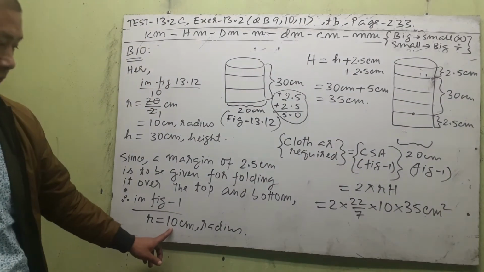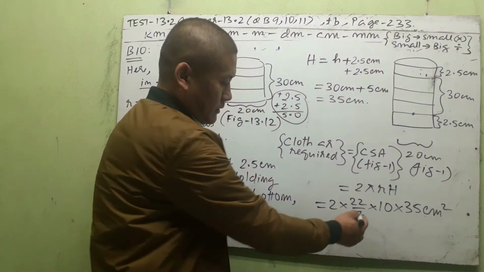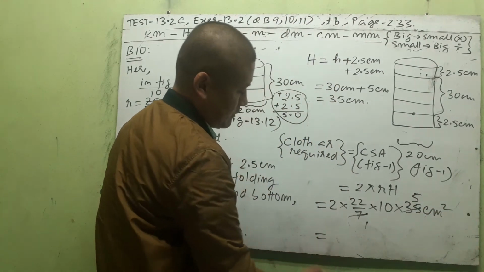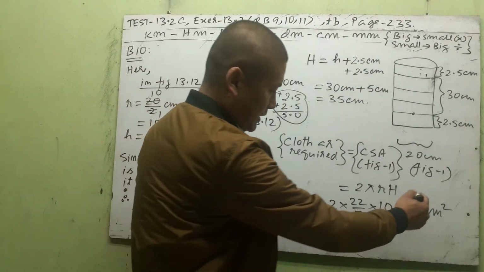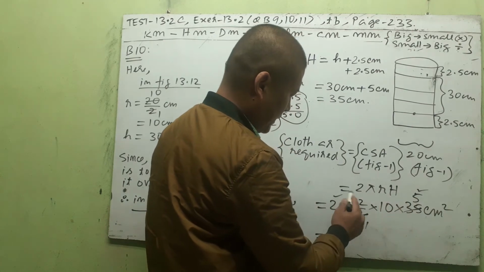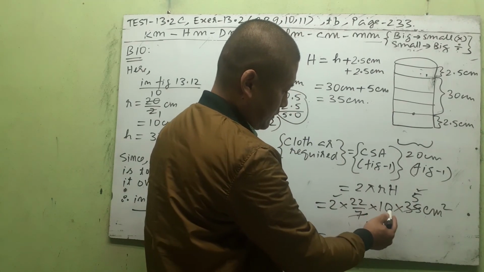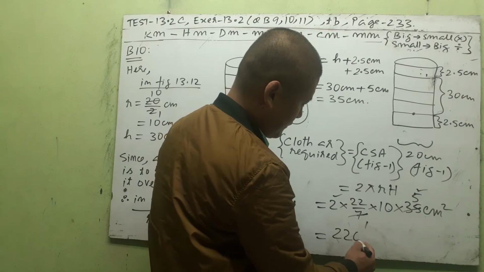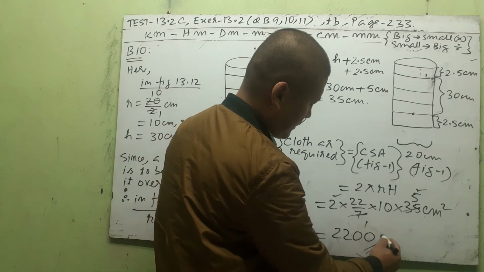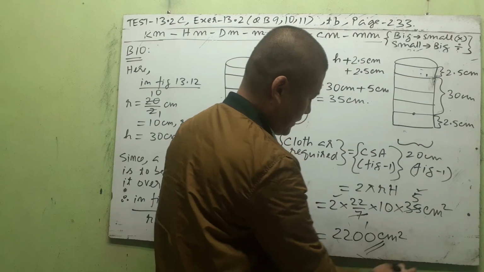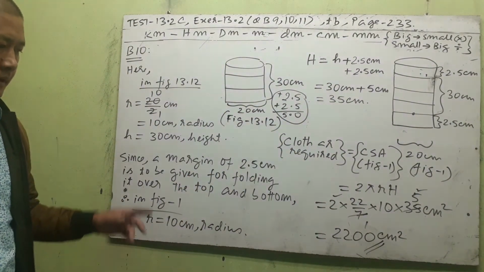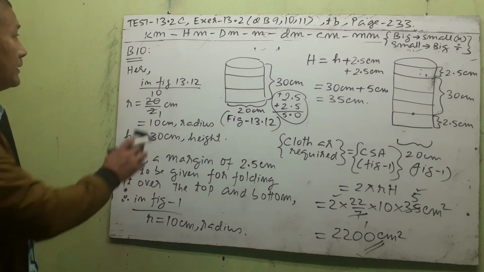As you can see, R is 10, so we put here 10. 7 ones are 7, 7 fives are 35. To make our multiplication easy, multiply these two first. 5 twos are 10, means 1 0. Combine this with 10, it becomes 100, 1 2 2, 2 2 0 centimeter square. That is the answer for total cloth area required, right? I hope you got it, right?